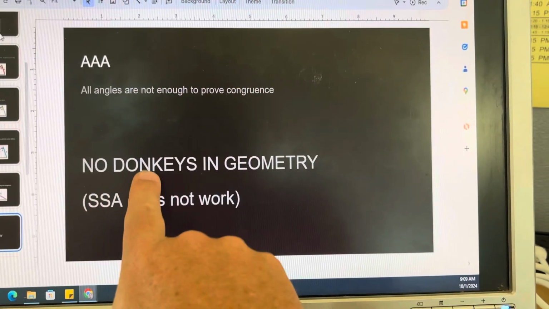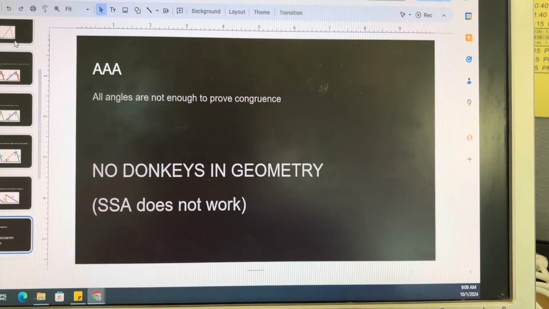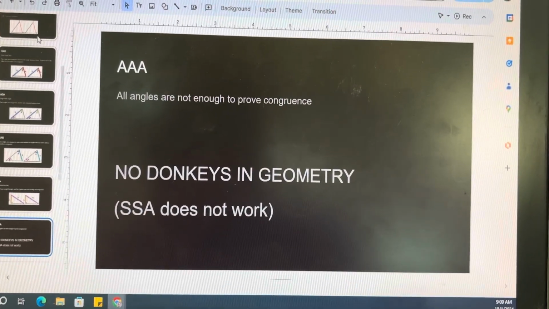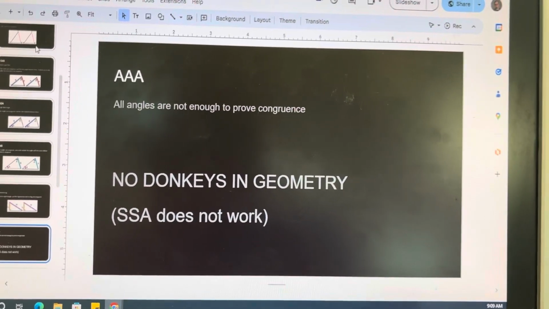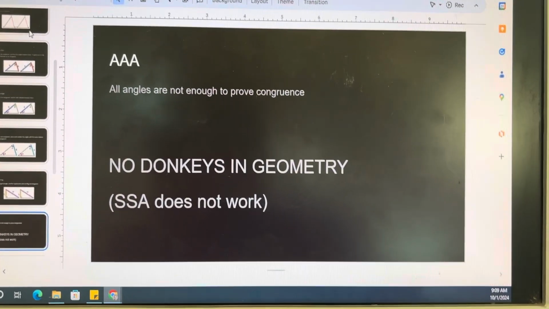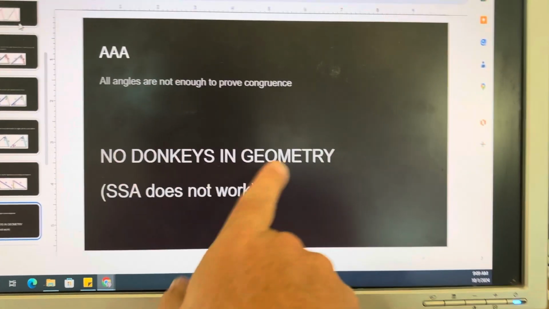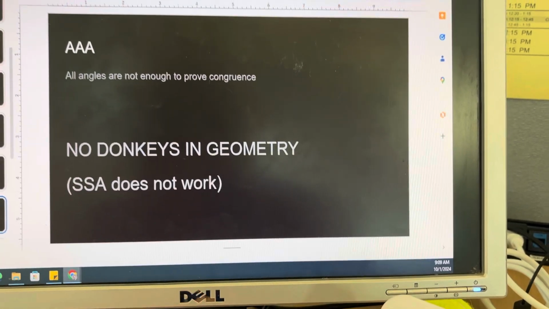And then this last one, just a nice little saying that I like to have. We throw around a lot of A's, a lot of S's. You have to be careful when you're throwing around a whole bunch of A's and S's. So I just say there's no donkeys in geometry. Side-side-angle does not work.